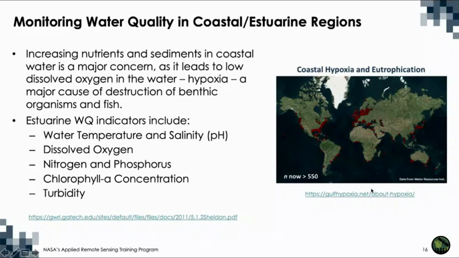To monitor water quality in coastal and estuarine regions, there are some indicators which are measured, and they are listed here. That's water temperature and salinity or pH, dissolved oxygen, nitrogen and phosphorus, chlorophyll A concentration, and turbidity. And these give indications of how sustainable the estuarine regions are for ecosystems.